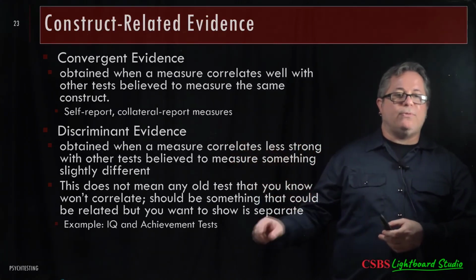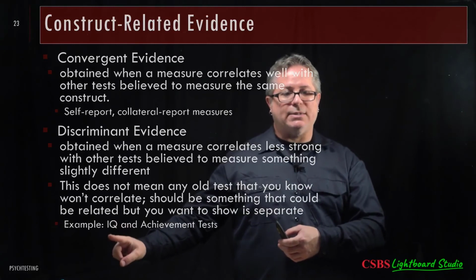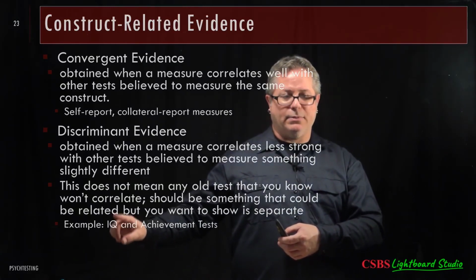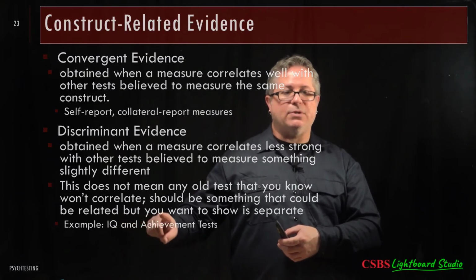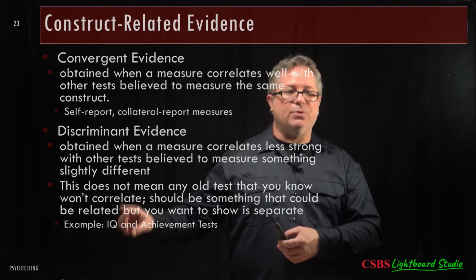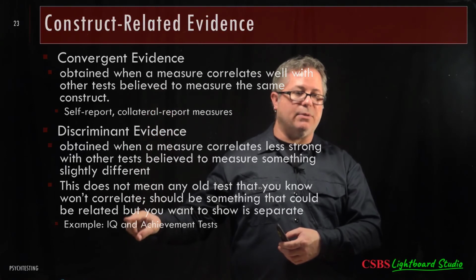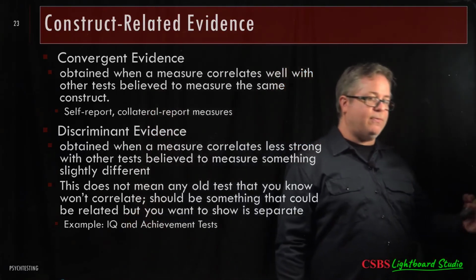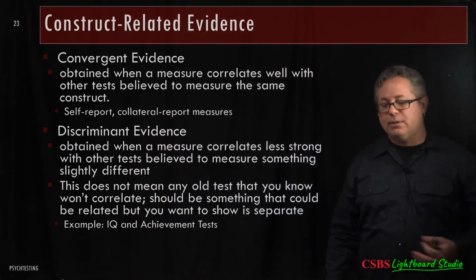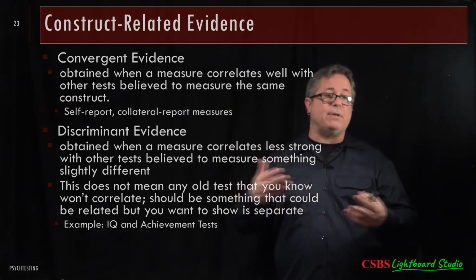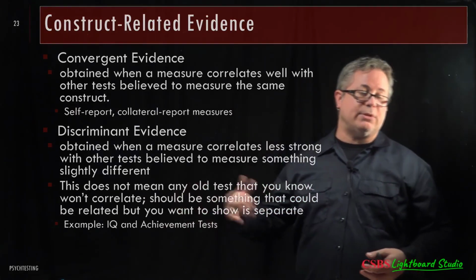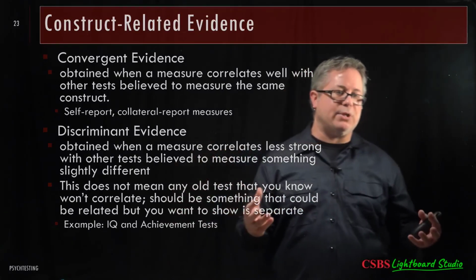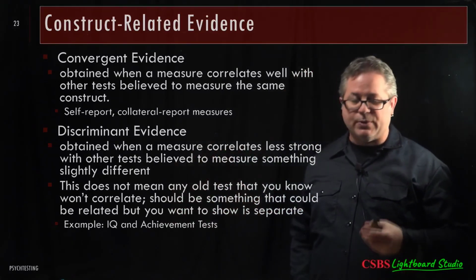But if you're trying to develop an IQ test, an IQ test is going to relate somewhat to achievement tests, but it shouldn't relate to achievement tests as much as it does to other IQ measures. Measuring intelligence should be different from measuring achievement. There should be some discrimination between those two things if the scale is really measuring IQ and not achievement. So you're trying to show how these things can differentiate between different constructs.